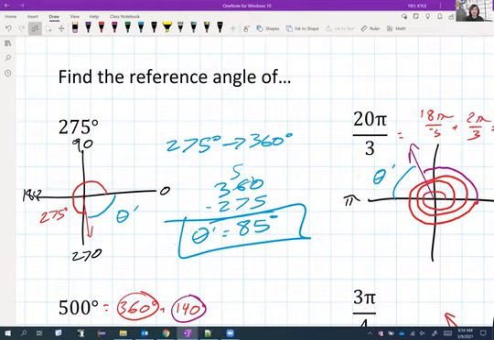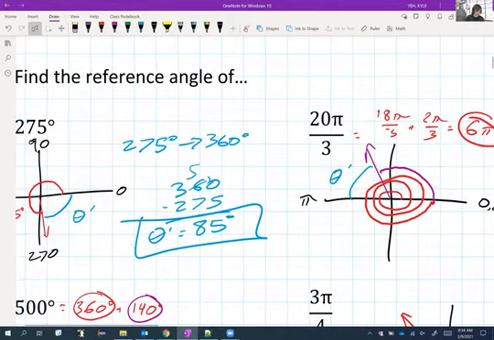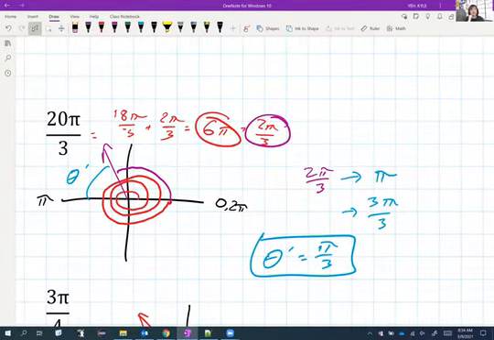I just did some simple subtraction. 360 minus 275 equals 85 degrees. If I travel forward 85 degrees, I will hit the x-axis. That is my reference angle, my theta prime. A much more difficult one was over here to the right, 20 pi over 3.